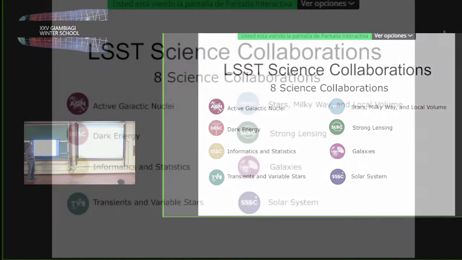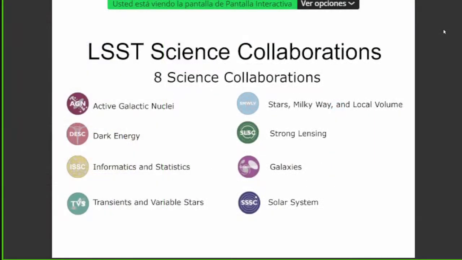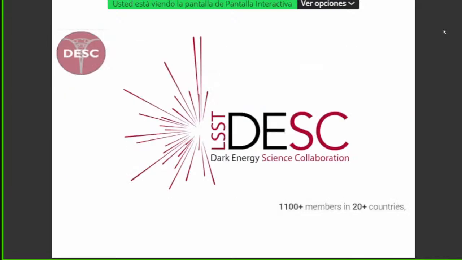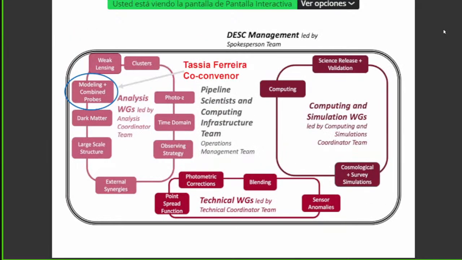There are 8 science collaborations in LSST. So LSST is not only about dark energy. There are many different types of science that you can do, and there are self-organized science collaborations. And the dark energy one is the one that I participate in. It's called the Dark Energy Science Collaboration, DESC, with more than 1,000 members. Okay, this is the organization, DESC.